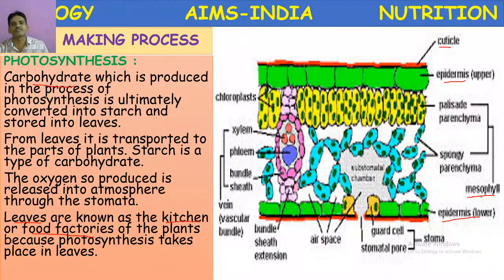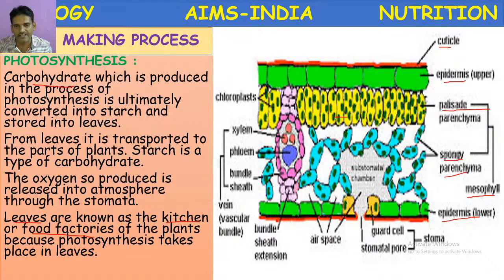The mesophyll tissue is a parenchyma tissue. It is divided into two parts: upper palisade parenchyma, this is palisade parenchyma, and lower spongy parenchyma, this is spongy parenchyma. So the internal structure of the leaf is such that it can accommodate photosynthesis. As we discussed previously, what are the requirements for photosynthesis? Carbon dioxide, water, sunlight and chlorophyll.